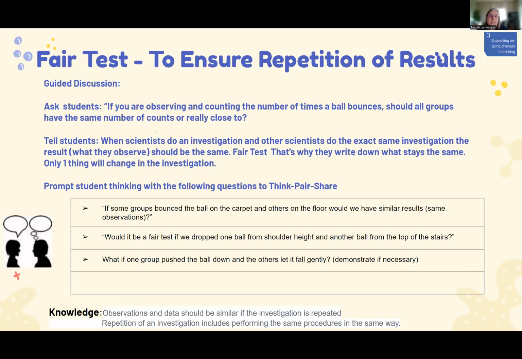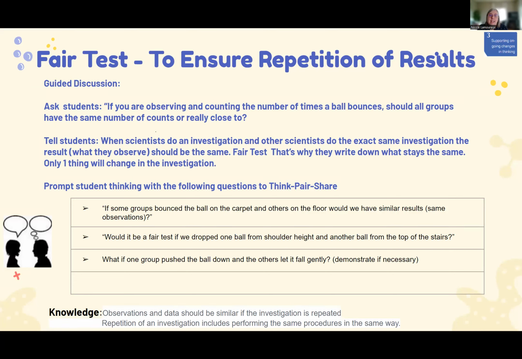And observations and data should be similar if the investigation is repeated. Fair test, that's where that kind of comes in. So a good discussion to have with them is, when scientists do an investigation, other scientists go off and do the same one, and they look to get the same results. And so you can prompt some of their thinking, like, we need to get the same results.